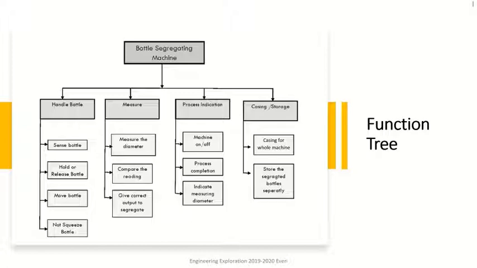Under measurement: measure the diameter, compare the reading, give correct output or segregate. Process indication: it should indicate whether the machine is on or off, process completion, and indicate the right measured diameter. Casing and storage: casing for the whole machine, and store the segregated bottles separately.